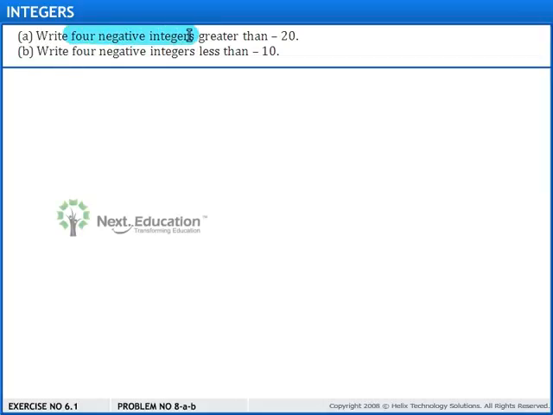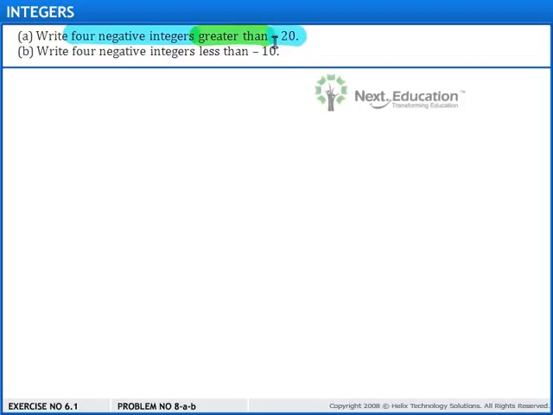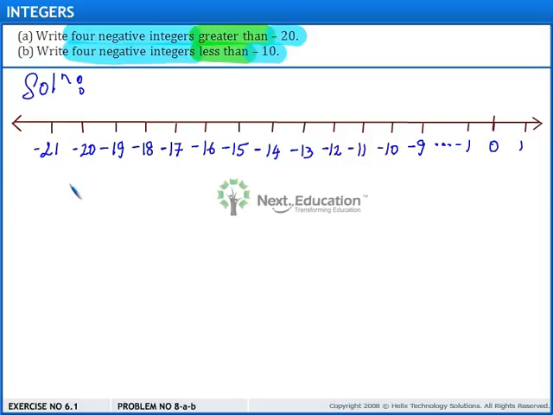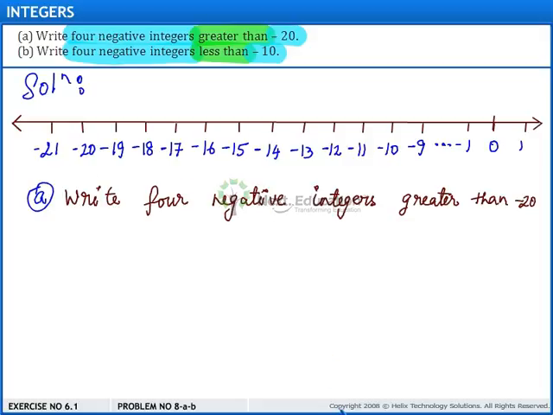negative integers which are greater than minus 20. And in the second part, we need to write 4 negative integers that are less than minus 10. Let us see how to find the integers. Let us consider a number line. In part A, we have to write 4 negative integers which are greater than minus 20.